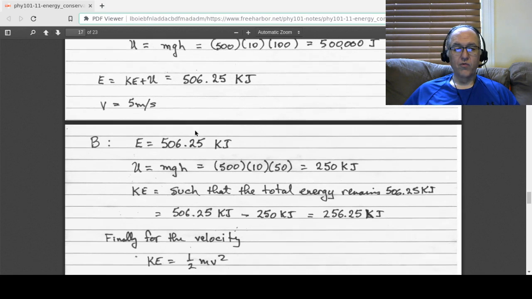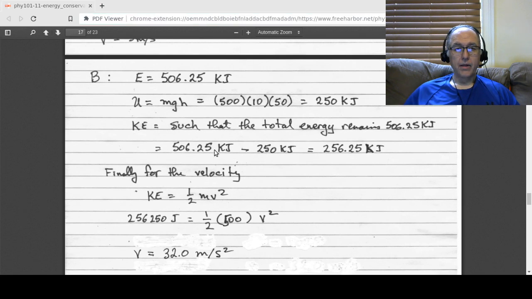Okay, so over here, the potential energy is equal to mgh. M is 500, g is 10, the height is 50, that gives you 250 kilojoules. And now you say, well, what's the kinetic energy? Well, the kinetic energy plus the potential energy must equal 506.25.